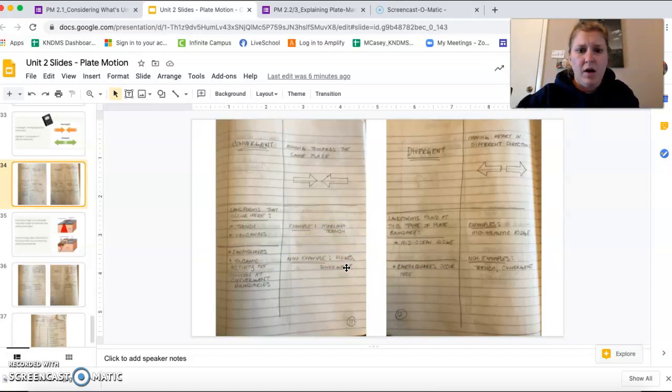So again, if you need to pause to catch up, that's fine. And then on page 12, you should have the term divergent, which means moving away from each other. So this says moving apart in different directions. I drew two arrows moving away from each other.